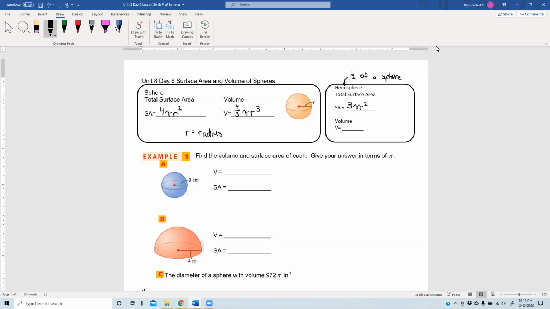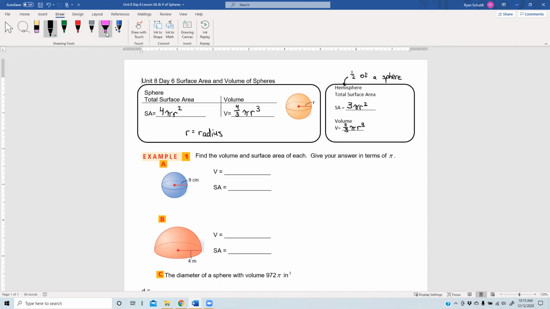Volume, it is that easy. Instead of 4/3, you'll just have 2/3 pi r cubed. So for volume, you just simply take half of a normal sphere. Surface area, we've got to add in that extra circle. So 3 pi r squared. Okay, those are our formulas.